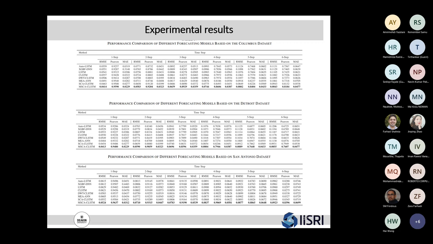The reason is that this model works well with 6 steps ahead. Actually, we haven't tested with further steps, which is a good idea, for example, for future work, and I'm more than happy to have collaboration.